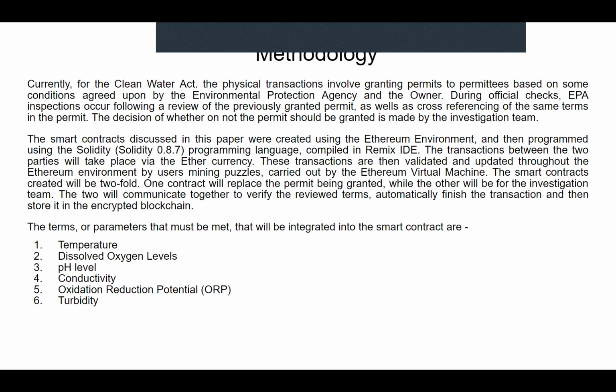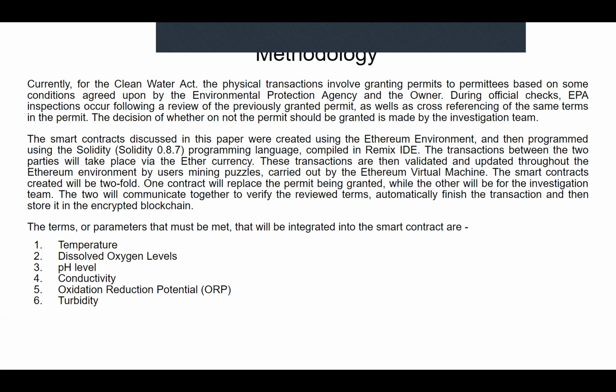The smart contracts discussed in this paper were created using the Ethereum environment and then programmed using the Solidity 0.8.7 programming language, all compiled in the Remix IDE. So the transactions between the two parties will take place via the Ether currency, which are then validated and updated throughout the Ethereum environment by users mining puzzles carried out by the Ethereum virtual machine.